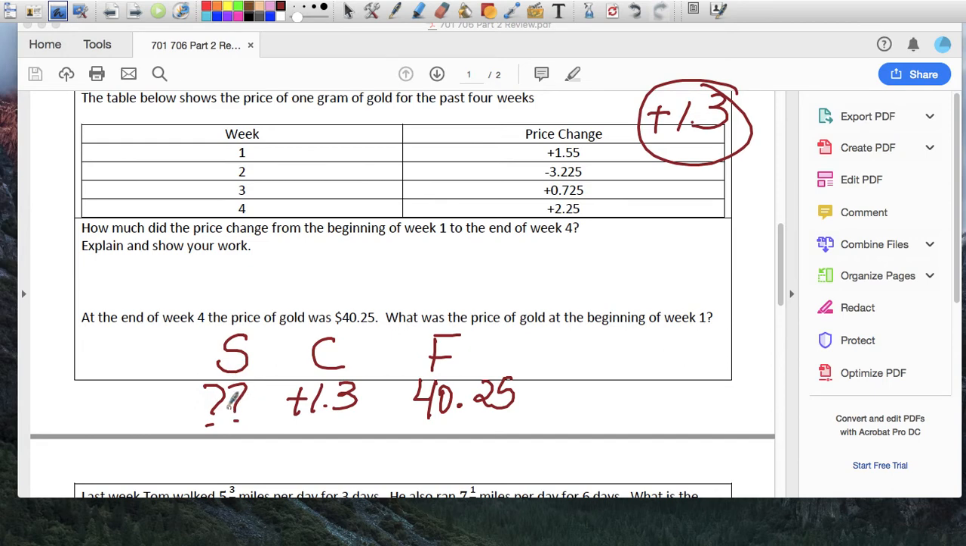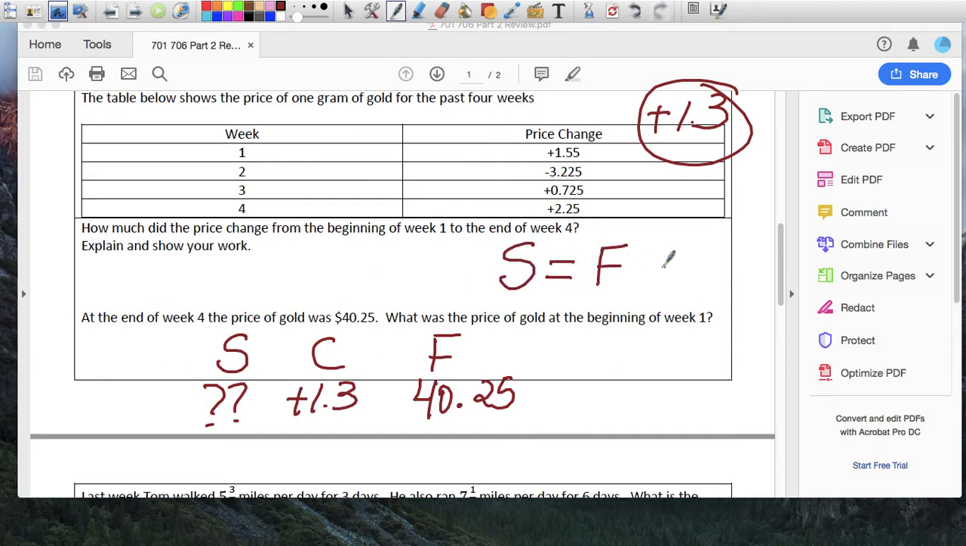So here was your price of gold. It went up by $1.30 and it ended up at 40.25. So it's around $38, $39, right? You can estimate your answer more or less. So around $39. That's what you're looking for, right? It started at a price, it went up by $1.30, and it's now 40.25. It has to make some sense. So how do we find the starting price?